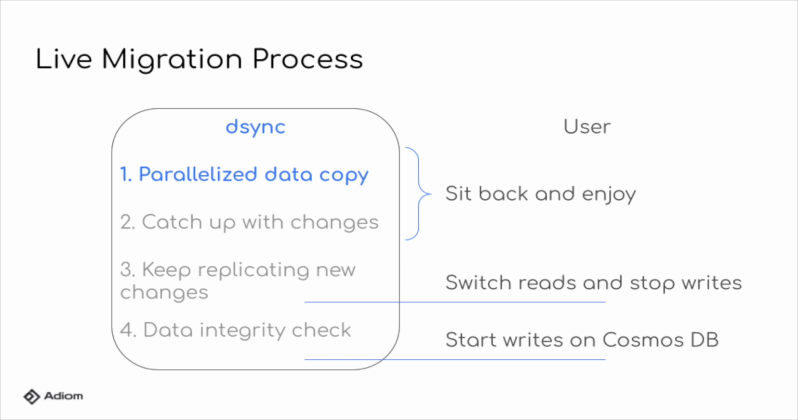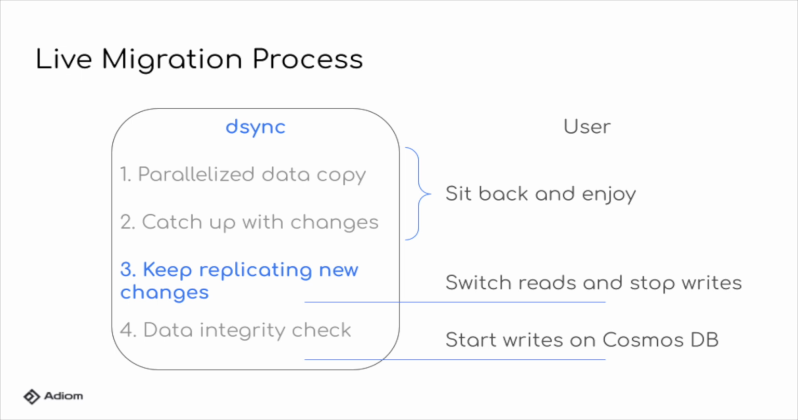On a high level, a typical live migration process consists of the following 4 steps. First, we need to do the initial data copy from the source to the destination. Then, we need to catch up and replicate all the changes that happened during step 1 from the source to the destination. And then we need to keep replicating the new changes.